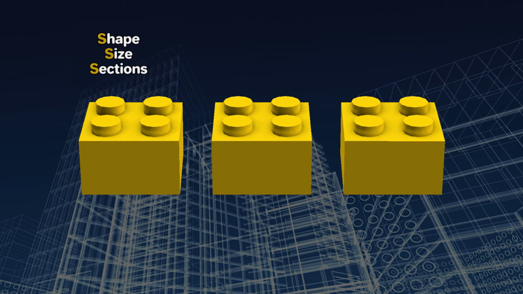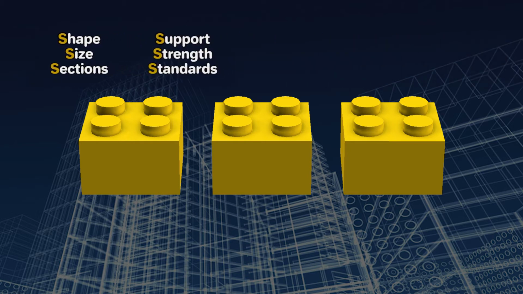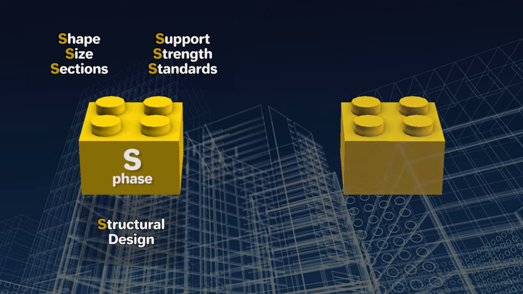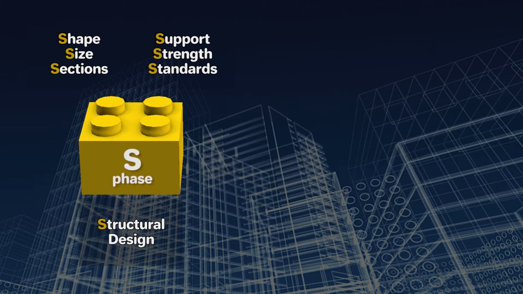I'll also need to consider how the design provides support for the floors and the roof, whether it has enough strength, and how it will conform to the modular building standards. All of those factors go into producing the structural design. That's why I call this the S phase of the design process.